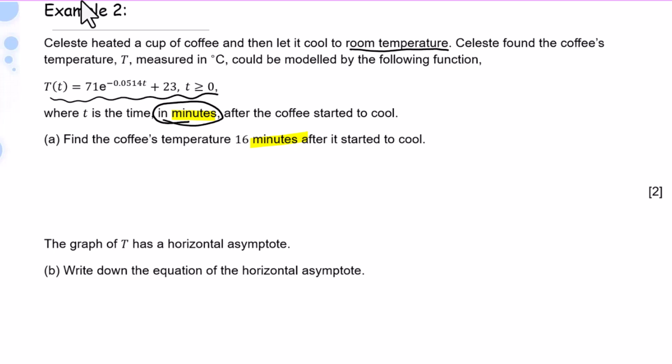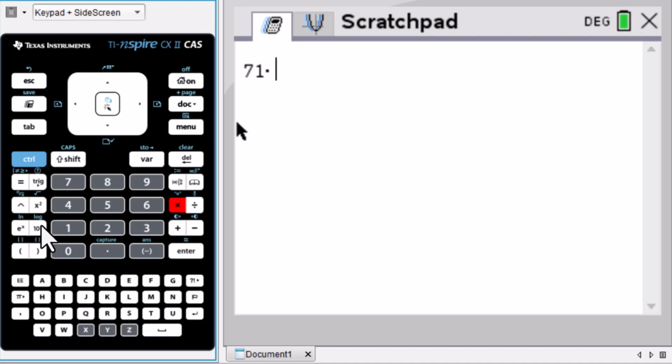Look at this function. 16 minutes, T equals 16. So we just do the substitution. T of 16. Every single T will be changed into 16. 71 times e to the negative 0.0514 times 16th power plus 23 equals 71 times e to the x power, this button.